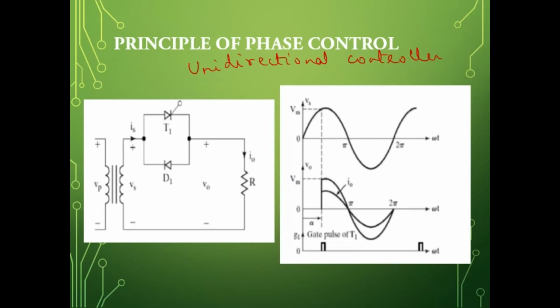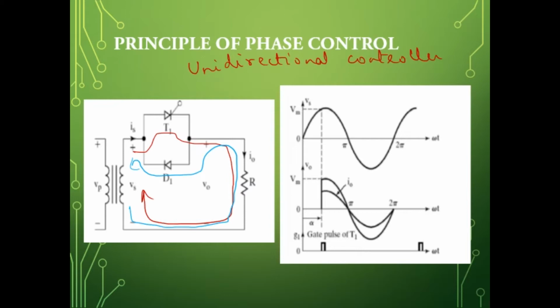So you apply a fixed AC. During the positive half cycle, the thyristor T1 is going to conduct and it will carry the current through the load. Whereas during the negative half cycle, the current will flow through the load through the diode. During the positive half cycle, thyristor T1 is forward biased and it will conduct whenever the gate is applied with a pulse. Whereas during the negative half cycle, the diode D1 conducts and you don't have any controlling signal for the diode. This is called the unidirectional controller.